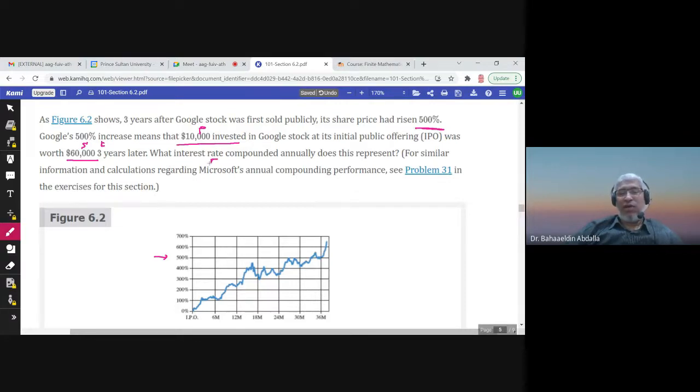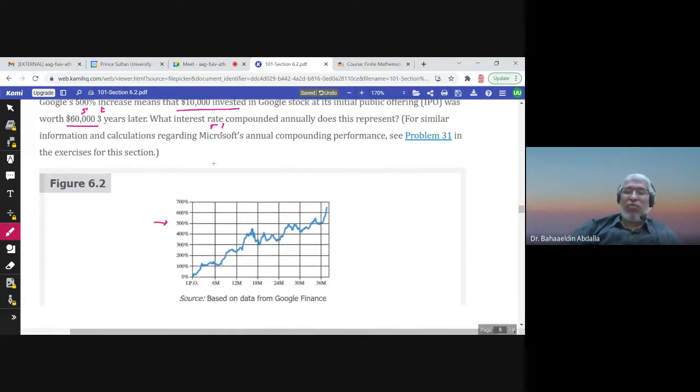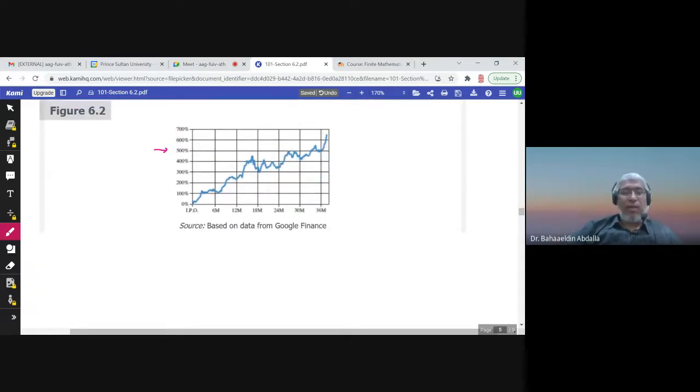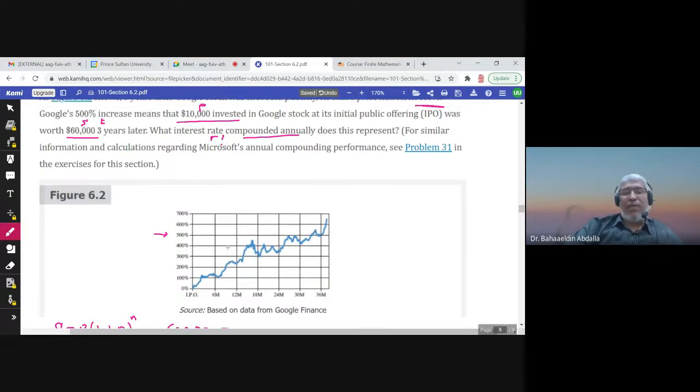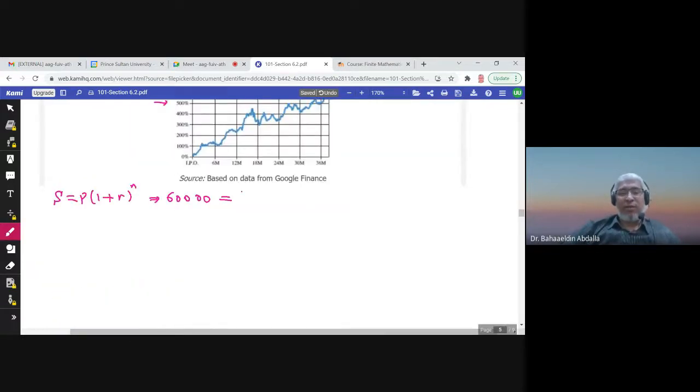So what is R? Compounded annually does this represent? Compounded annually. So the formula is S equals P times 1 plus R to the power n, number of years. So S is 60,000 and P is 10,000 times 1 plus R, which is unknown, to the power 3 years.